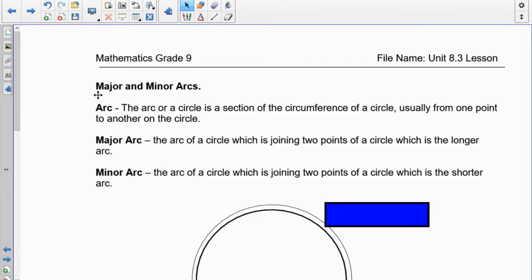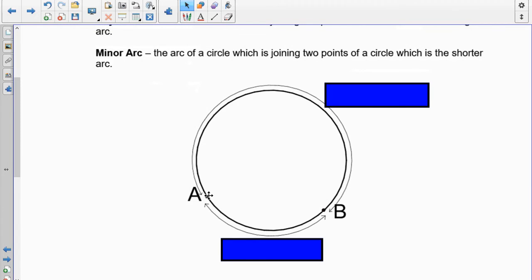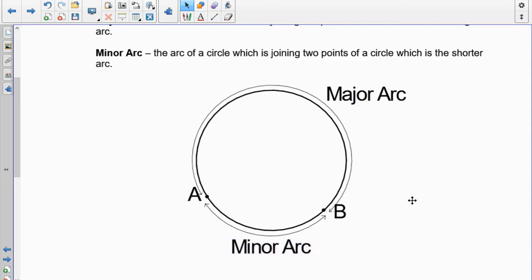Okay, so this is new stuff. We're talking about major and minor arcs. Now, an arc is a section of the circumference of a circle. So it goes from this point A around to point B. That's one arc. The other arc goes from A around the different direction, the larger one. Because this is the longest distance, it's referred to as the major arc. This one here is the smaller one, so that's called the minor arc. So when you tell somebody about arc AB, you have to specify whether you're talking about the major arc or the minor arc.